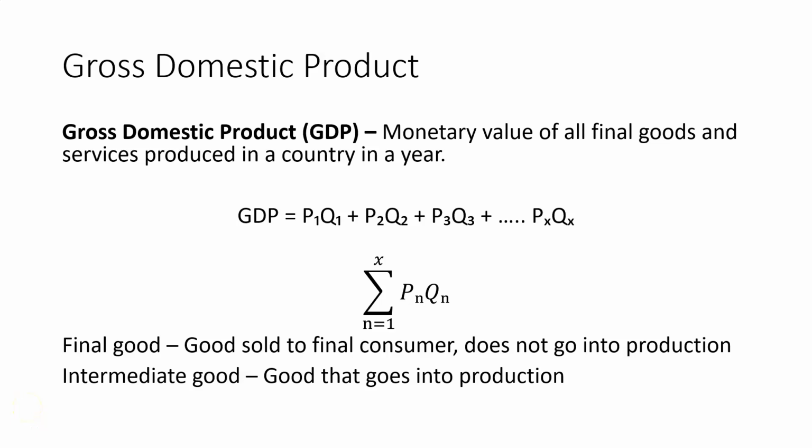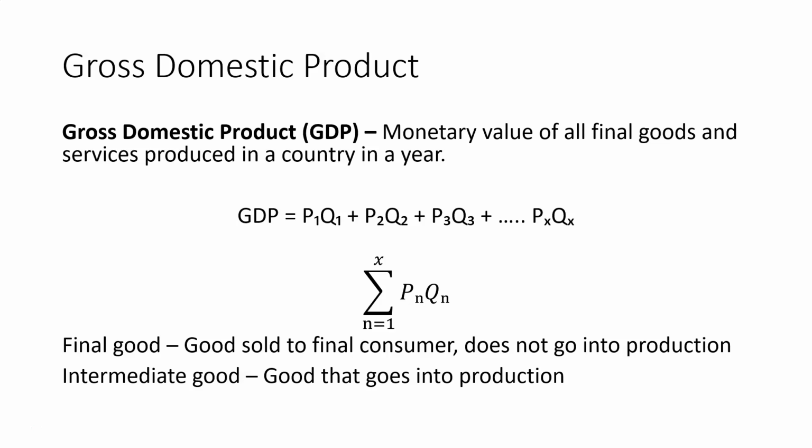In our discussion of business cycles, we've been talking about something called GDP. And I gave you the definition quickly last time. But gross domestic product is defined as the monetary value of all final goods and services produced in a country in a year. Now, there are two important phrases in that definition.